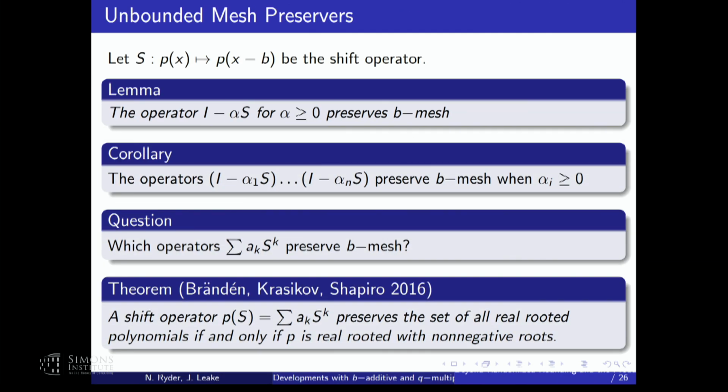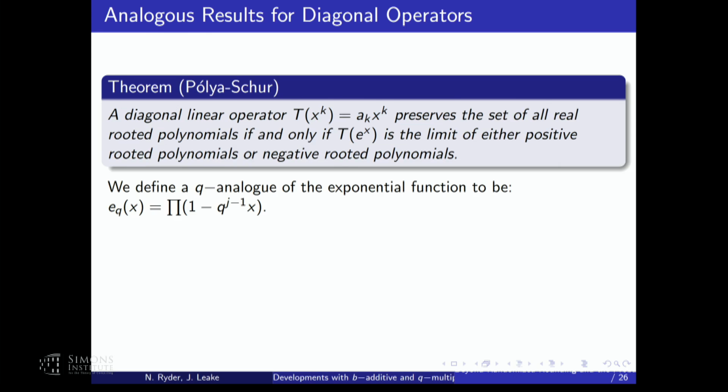Okay. So what have we done? Remember the Polya-Schur question. The first one is, which linear operators preserve b mesh polynomials of all degree? And we've answered the question for a very specific family of operators, namely operators that are polynomial in the shift operator. There's another type of classic family of linear operators that were studied, and that's diagonal operators. And diagonal operators are just those for which x to the k is an eigenvector.